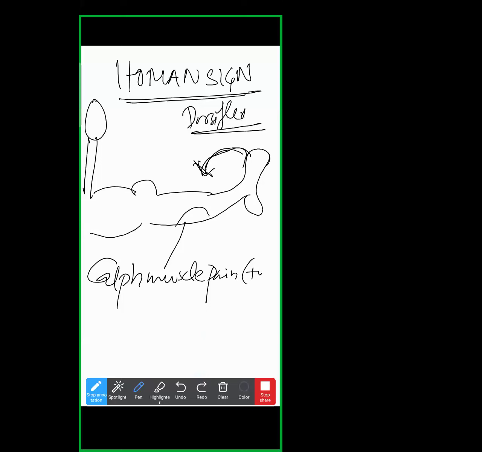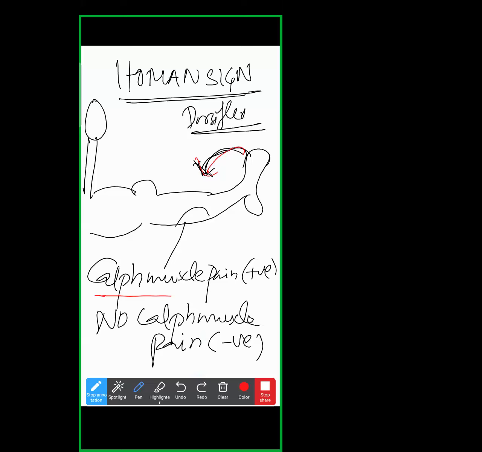Homan sign positive: severe calf muscle pain. No calf muscle pain, Homan sign is negative. When you dorsiflex the foot, if there is severe calf muscle pain, Homan sign is positive. No calf muscle pain, Homan sign is negative. That's a point. So how will you get a question?